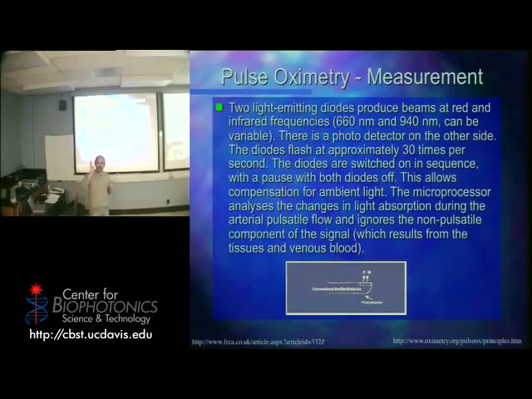And that ratio is going to vary with your pulse. Okay? And you want to measure it at its maximal. You want to see where the pulse is maximal and you get the biggest difference. Okay? So, excuse me. The microprocessor analysis of this light allows you to measure the arterial pulsative flow and ignore the non-pulsative component, which results from the tissues in the venous blood.